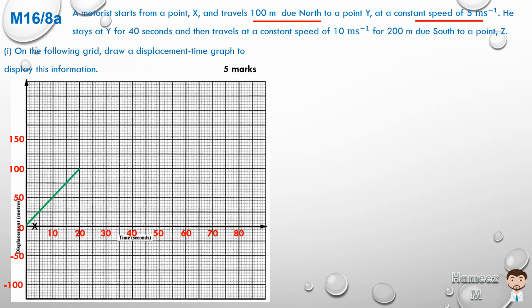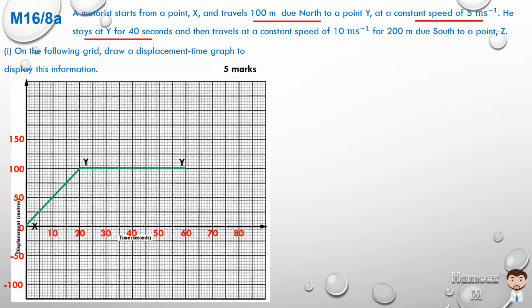So we can draw a green line starting with the displacement being 0, going upwards, meaning going to plus 100 in 20 seconds. And then what happens? He stays there for 40 seconds, meaning he's at rest. So the displacement does not change. So you can draw a flat line from 20 seconds going across 40 more seconds to 60.